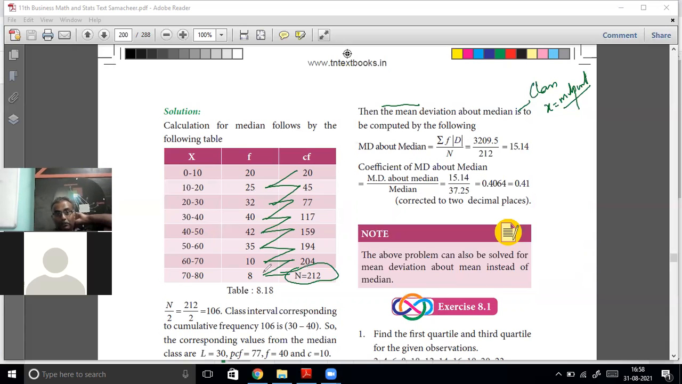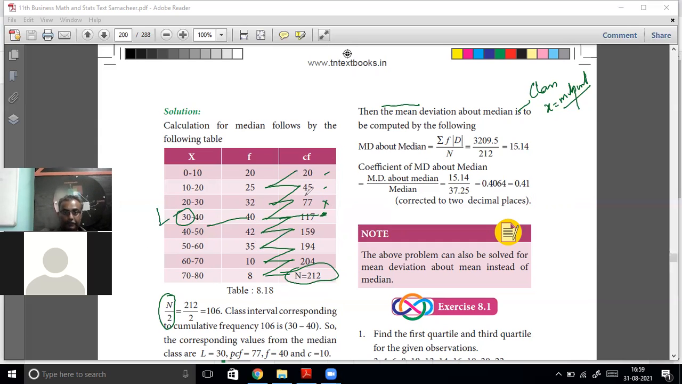Okay, now the calculation for the median. So n is equal to 212. Now here, because it is class data, you should not do n plus 1 by 2. You should do only n by 2. That is 106. Where is 106 here? It's not here, it's not here, it is here. So the corresponding value you read from that. You get L is equal to 30.